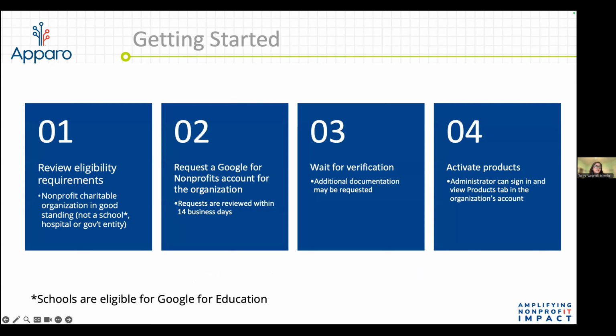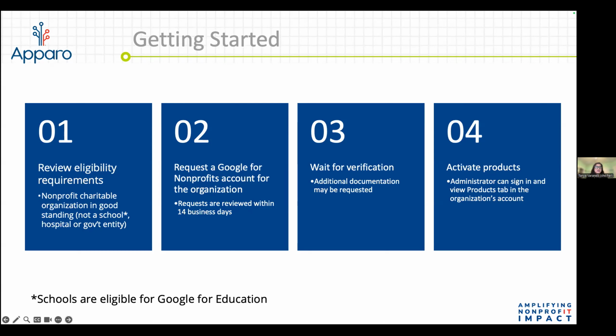There are just a few steps to get started if you don't have an account already. Number one is to look at the eligibility requirements. If you are a nonprofit in good standing, you most likely are eligible. There may be some details that Google provides in their help articles. Then you request a Google account for nonprofits for your organization.